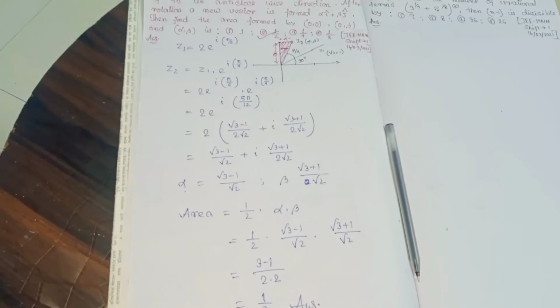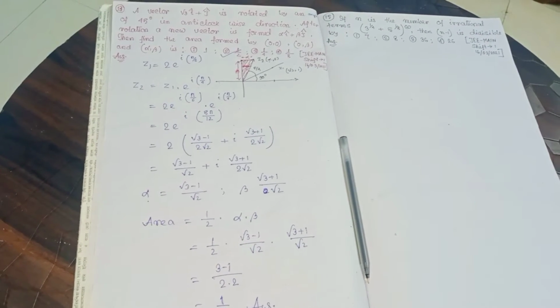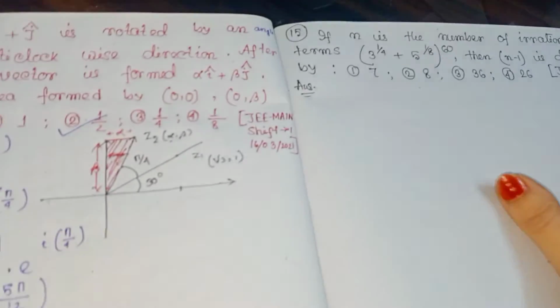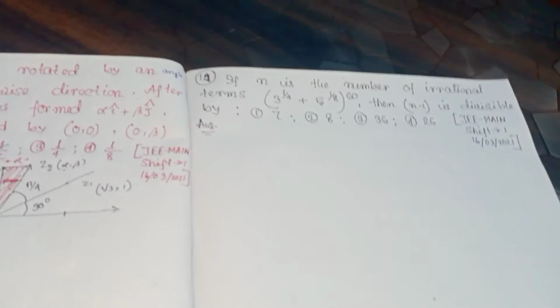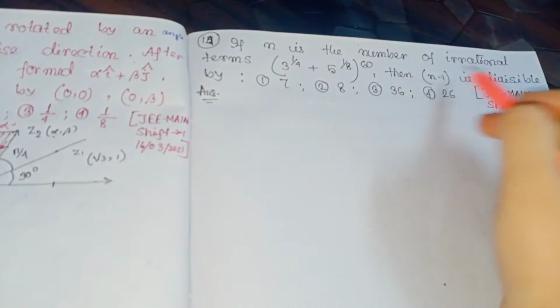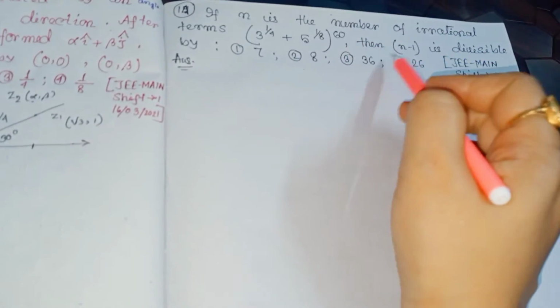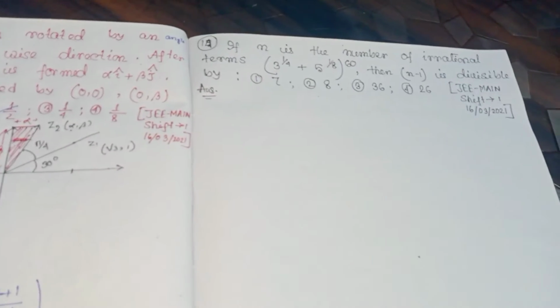So this is the whole solution of question 13. Now moving to question 14. Step-wise solution. If n is equal to the number of irrational terms in 3 to the power 1 by 4 plus 5 to the power 1 by 8 whole to the power 60, then n minus 1 is divisible by, four options are given. This is a question from the binomial theorem.